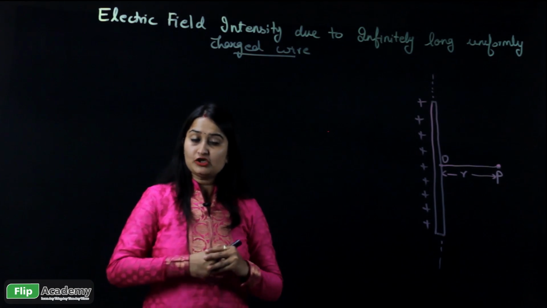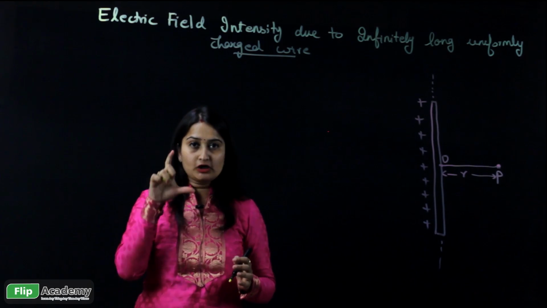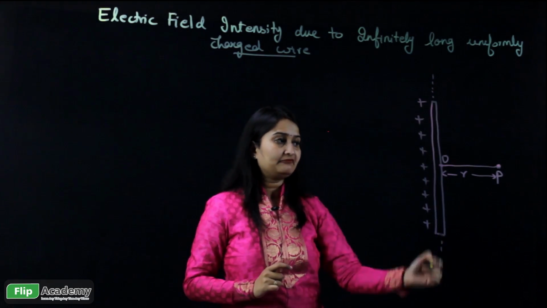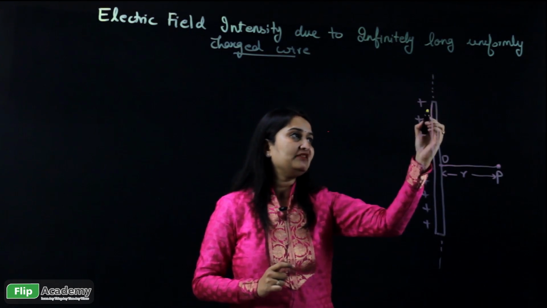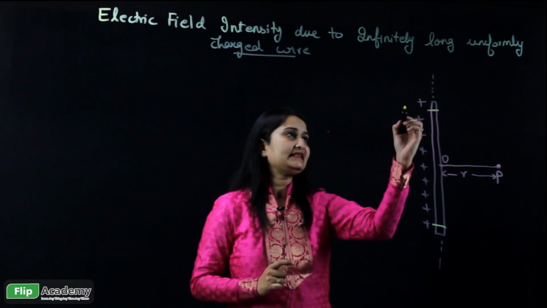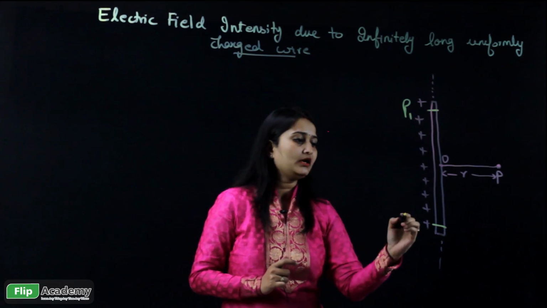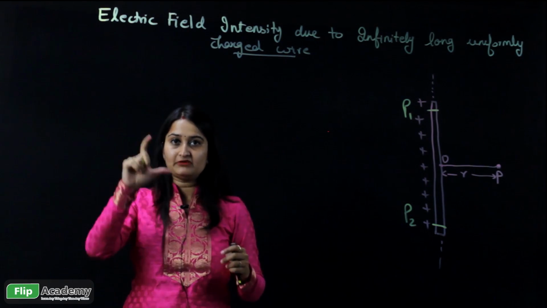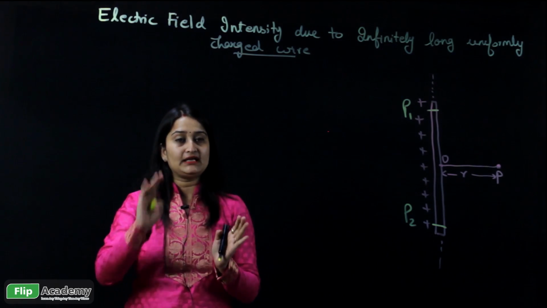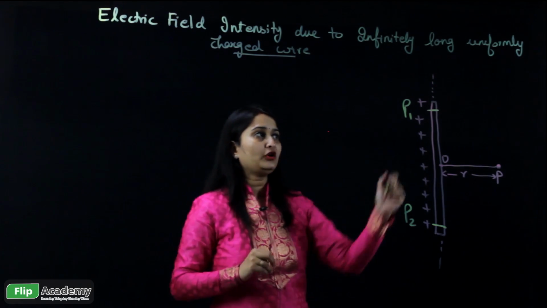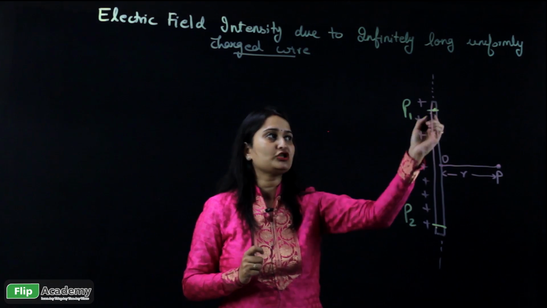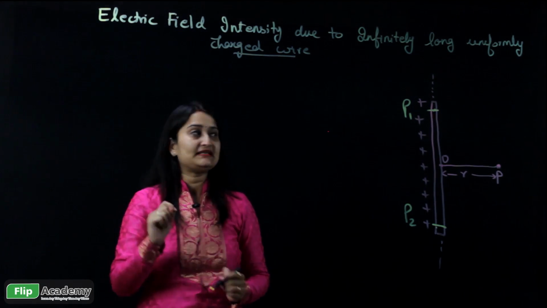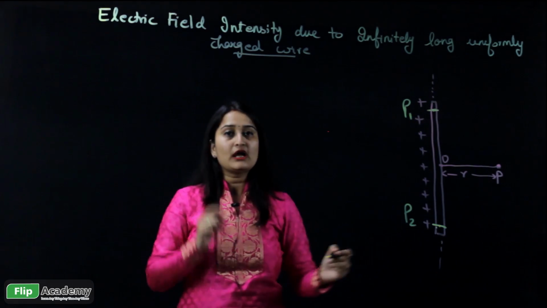For this derivation, first we have to consider a cross-sectional part of the wire. That is, it is the infinitely long wire, but we consider two points. Let's say the first point is P1 and the second point is P2. Between P1 and P2, the length of the wire is fixed. That's why I am talking about a cross-sectional portion of the wire. Now we have to consider the electric field intensity due to P1 and due to P2.